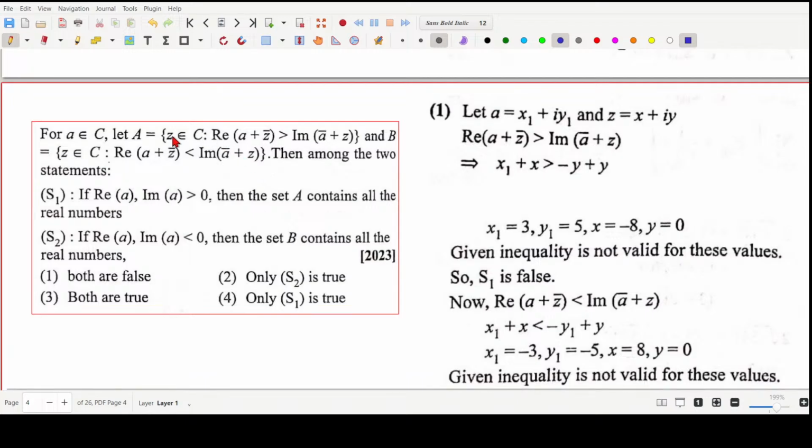So now this z should satisfy this condition. If this z satisfies this condition, then such z will belong to A. Similarly, if this z satisfies this condition, all such z will belong to B. So what are these conditions? If we take a as x1 plus iy1 and z as x plus iy, this condition will translate to this. And again, this condition will translate to something like this. Okay, sir. Agreed.